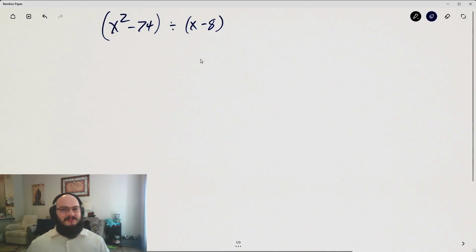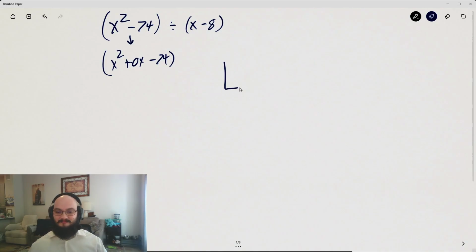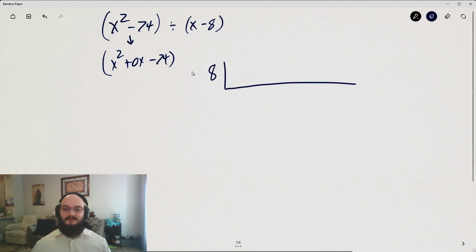For this example, just like the last video, we noticed that over here we are missing our x term. Just like in polynomial long division, whenever you do synthetic division, you do need to have all of the terms explicitly listed. So let's do that. We're going to rewrite this as x squared plus 0x minus 74. And these are the coefficients that we're going to work with. Let's set up our box. Our root, so what makes this 0, is a positive 8. Let's write out our coefficients. We have a 1, a 0, and a negative 74.